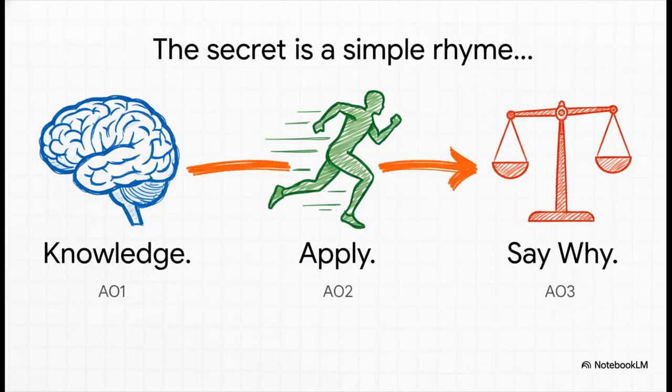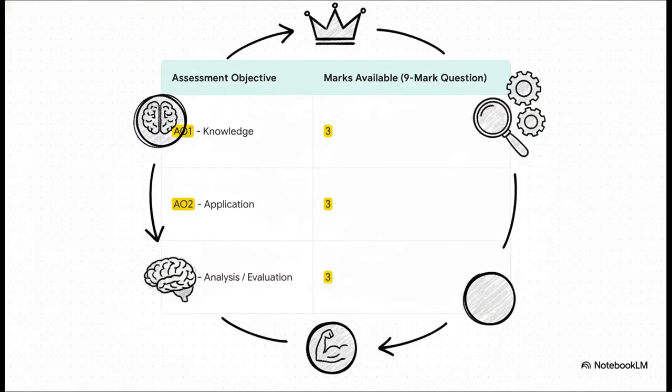So how on earth are you supposed to remember all of that when the pressure's on in the exam? Well, it all boils down to a super simple rhyme. Knowledge, apply, say why. Your AO1 is the knowledge. Your AO2 is how you apply it. And your AO3 is where you say why it all matters. Simple, right? Let's say it again. Knowledge, apply, say why.